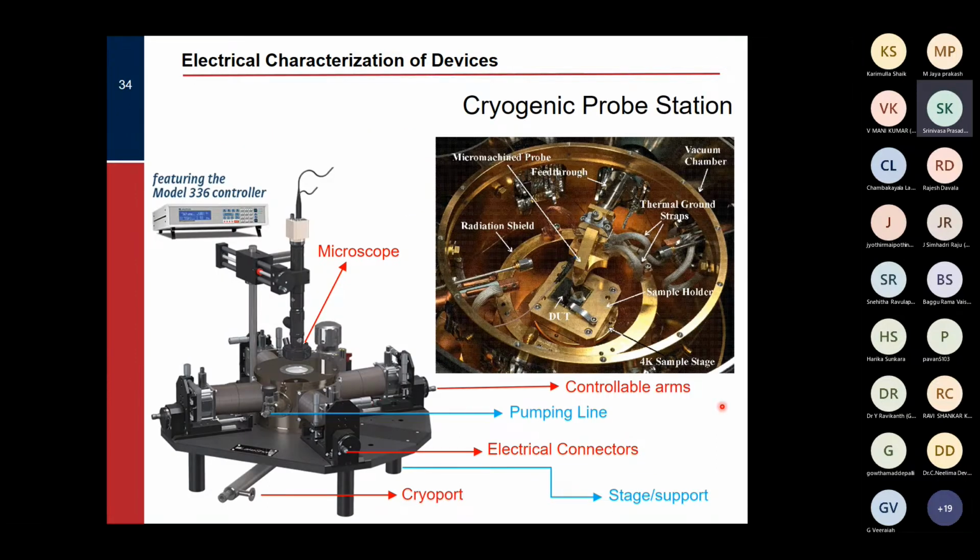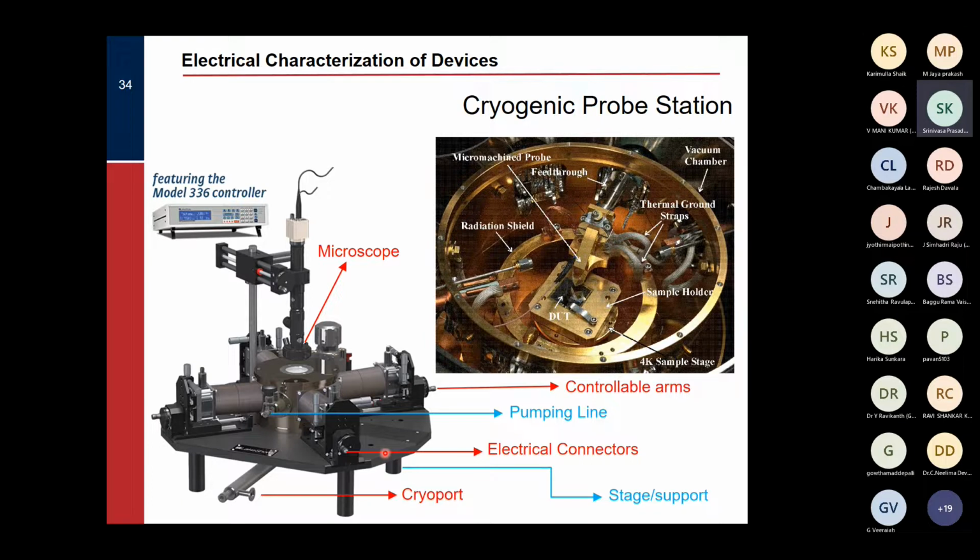Now, very simplistically, if I want to do a measurement, I can make use of something called a cryogenic probe station. This is a very simple way of measuring IV of these kinds of devices. So let us look at what the structure looks like. Here we have a stage, and these are the legs. So this is the support.